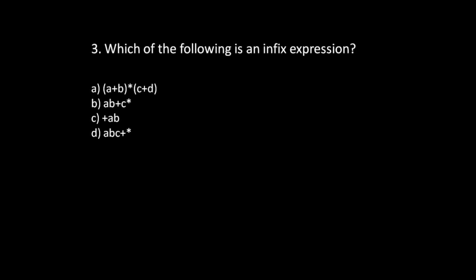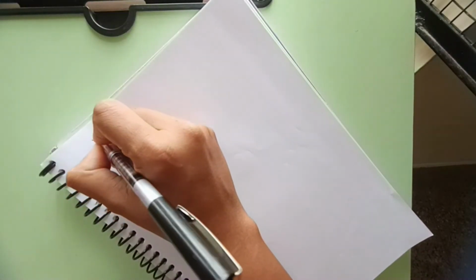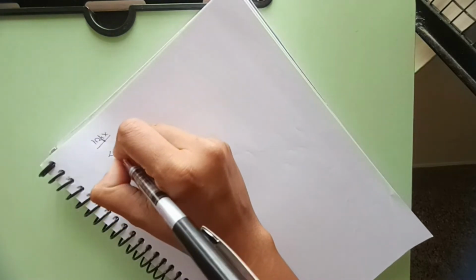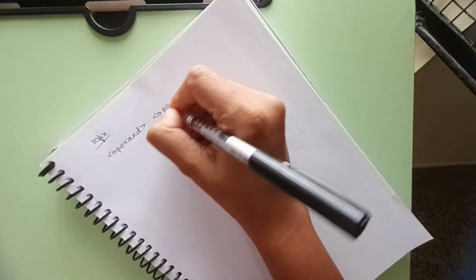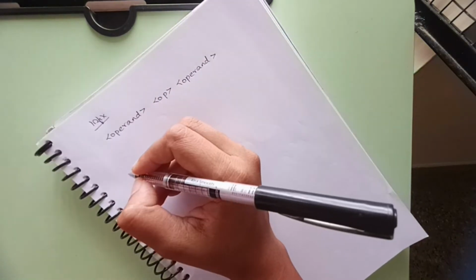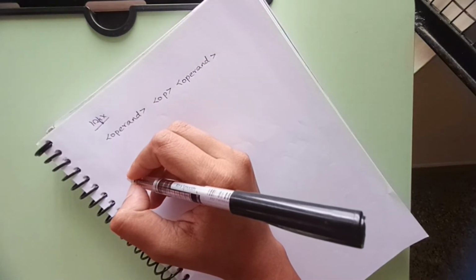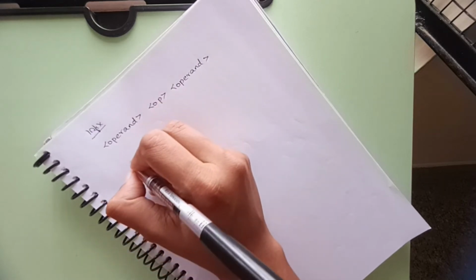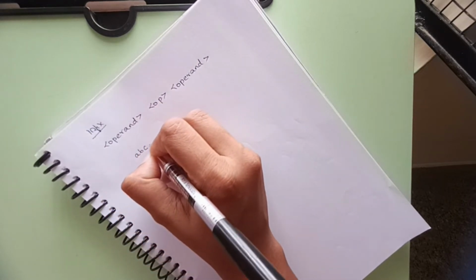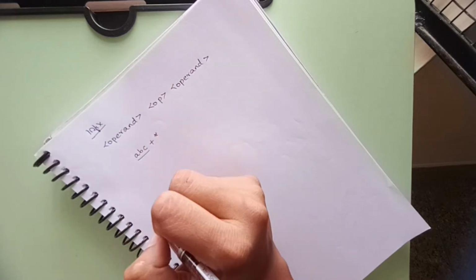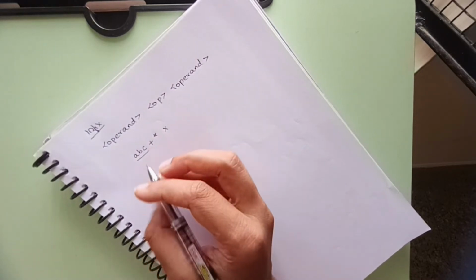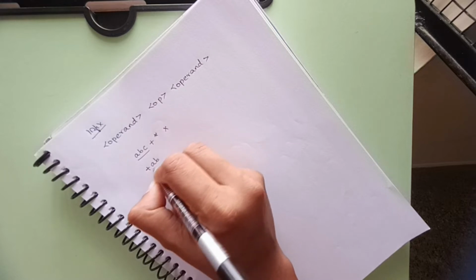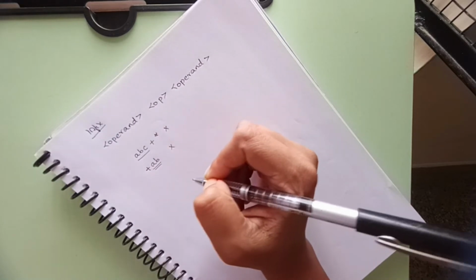Now the third question. Which of the following is an infix expression? Let's check the solution part. We know that an infix expression will be of the form operand, operator, operand. So no two operands will come together. If we consider the question, we'll start the options from the bottom one. The last option says A, B, C plus star. Here all the operands are together, so it is not an infix expression. The third option is plus AB. Here also operands are together, so it is also not an infix expression.